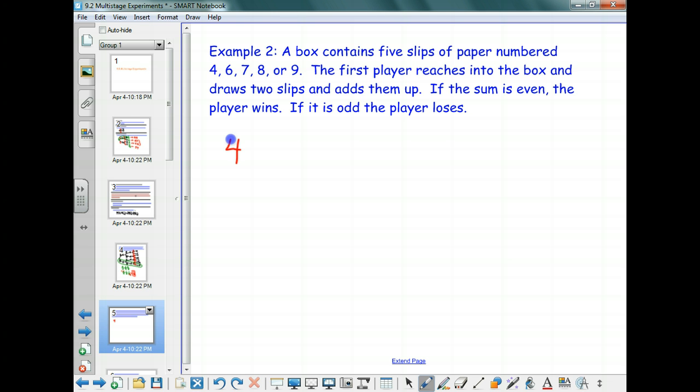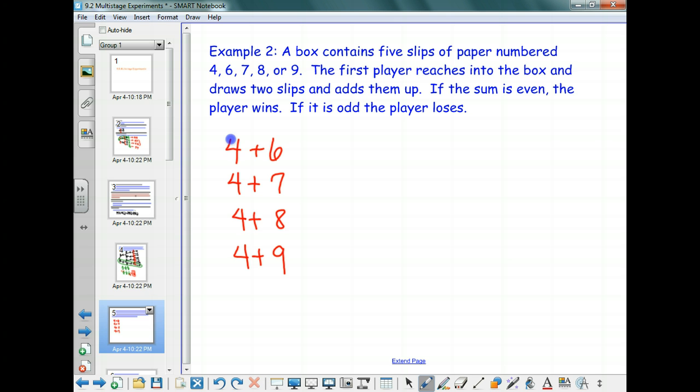So if I draw a 4, what could I draw after I draw my 4? A 6. Or I could draw a 4 and a 7, or a 4 and an 8, or a 4 and a 9. And that's all the ways that I could draw out a 4. And I'm writing it with addition because eventually the problem talks about how I'm going to have to add them together, right? Okay, so we're going to get to that.